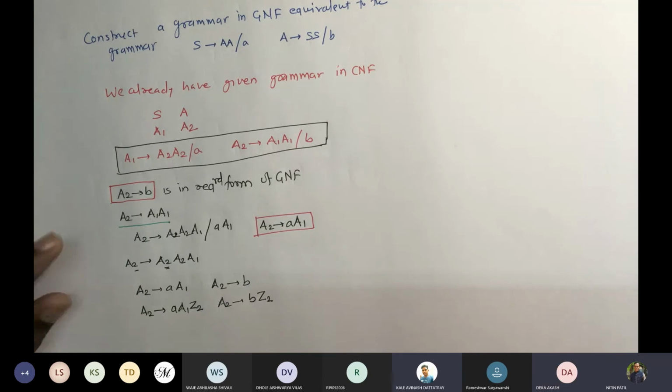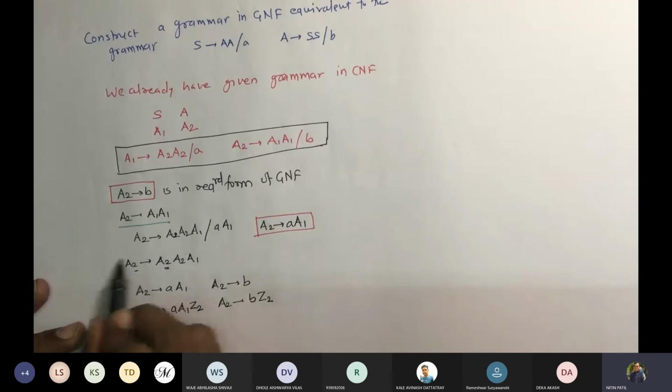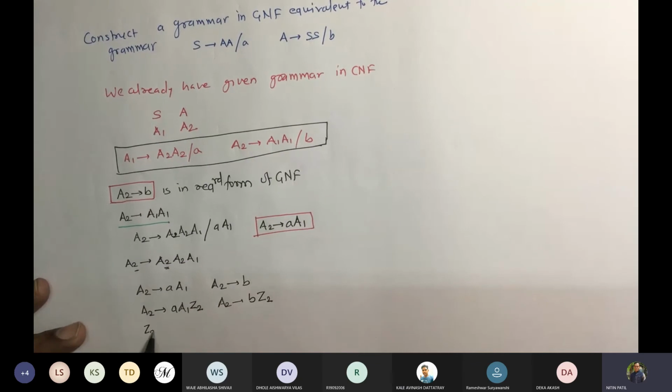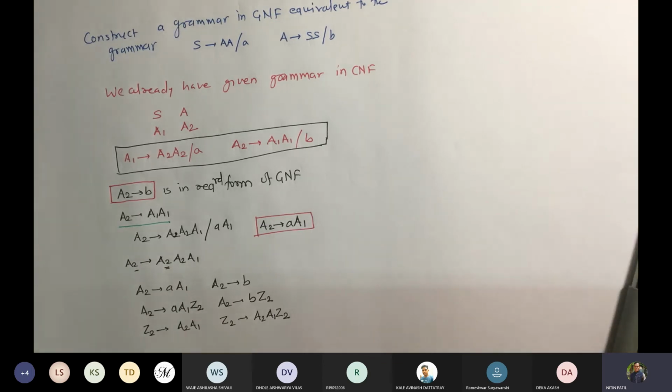Yes, sir. Now, as we introduce Z2, we have to write Z2. So we are replacing this now. We are going to delete this and introduce a new production. Z2 gives: remove this A2 and what is remaining now? A2, A1. If I remove this A2, what I'm getting? A2, A1. So write that A2, A1 here. Fine. And subsequently, write this A2, A1, Z2, to remove this left recursion.